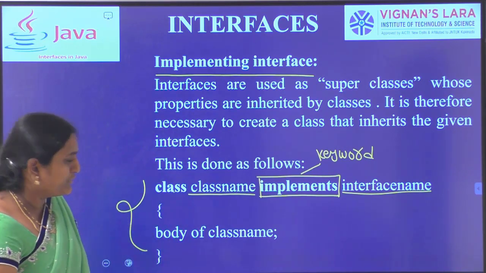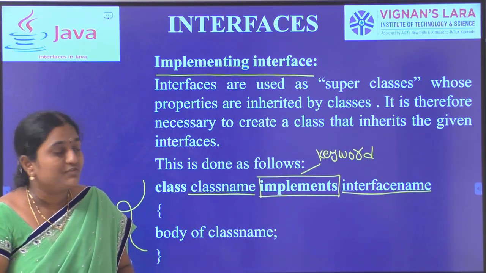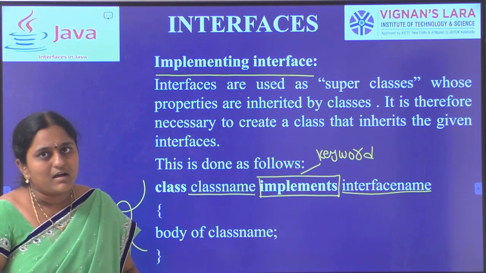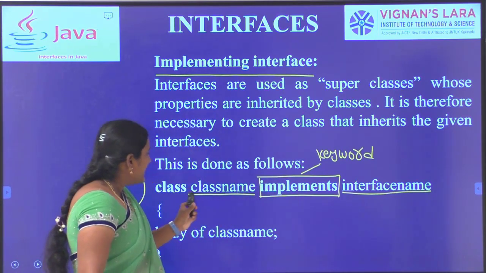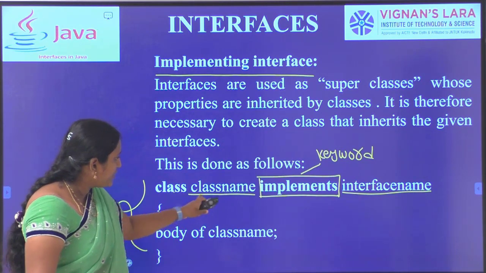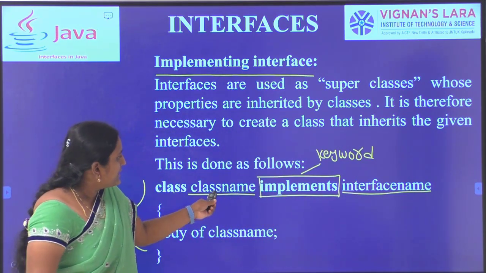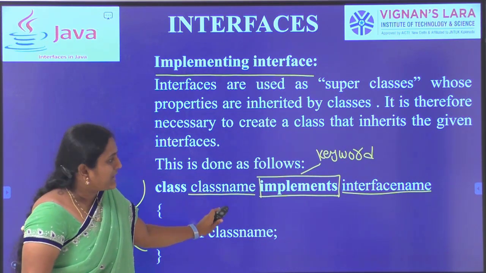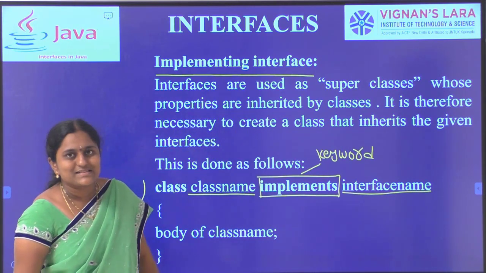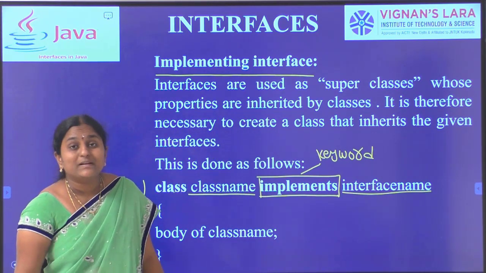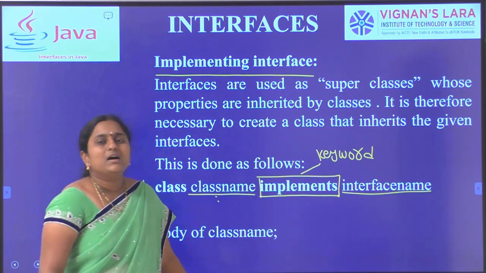What is the functionality of the implements keyword? You already know the extends keyword, and what is the difference between extends and implements? I will explain later. Here, the class declaration starts with the class keyword followed by the class name, then implements interface name. In this statement, the class name is the subclass and interfaces act as superclasses.